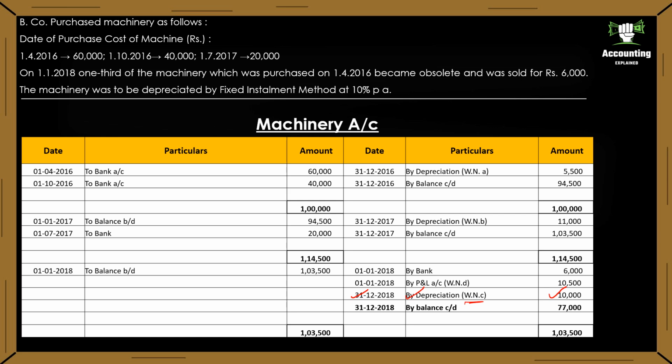On seeing both the debit and credit side, we find that the total of the debit side is more. So we take 1,03,500, that is the total of the debit side, to both sides, debit and credit. And on deducting 6,000, 10,500 and 10,000 from 1,03,500, we get the balance as 77,000. That is the balance as on 31/12/2018, by balance carried down.